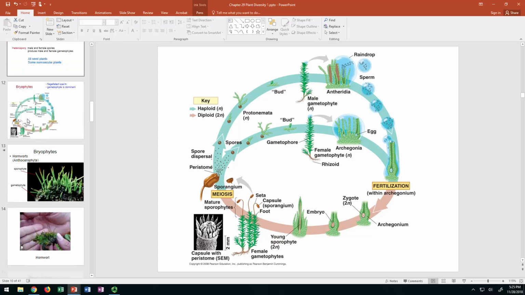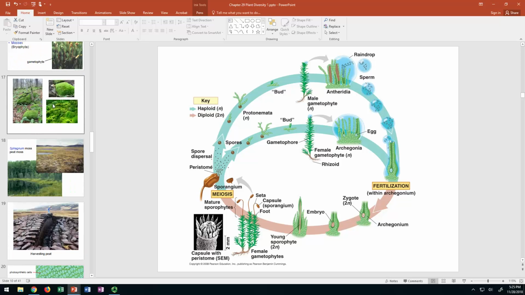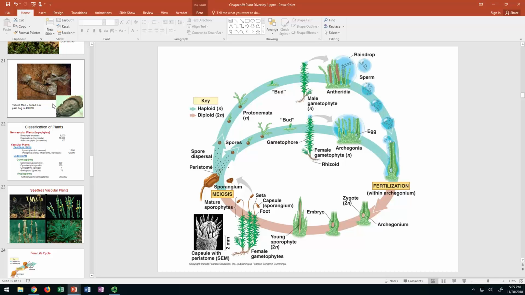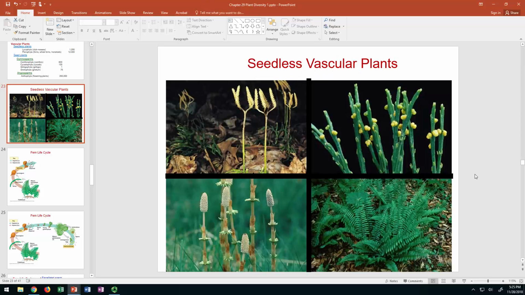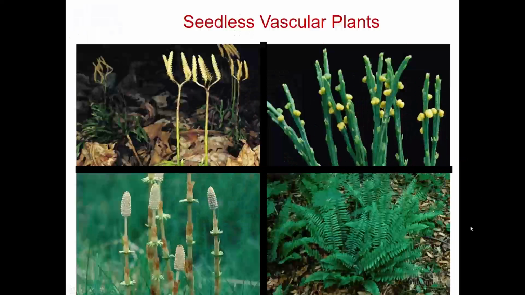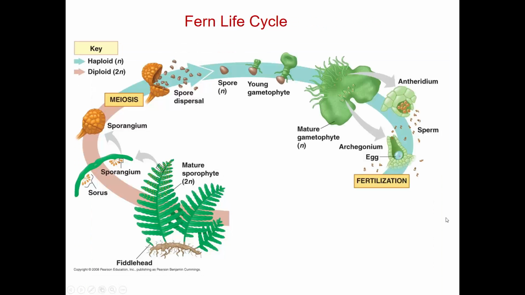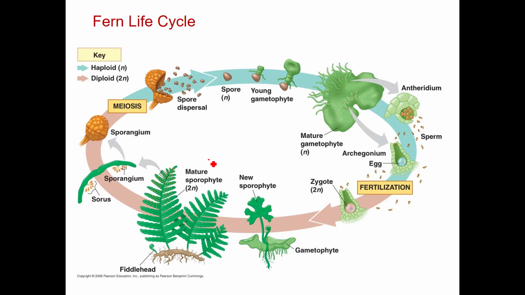Let's do still Bryophytes. This is seedless vascular plants. What's dominant? You could have peeked on the left there. Sporophyte. Right? Mature sporophyte. That's usually what you see when you see a fern.